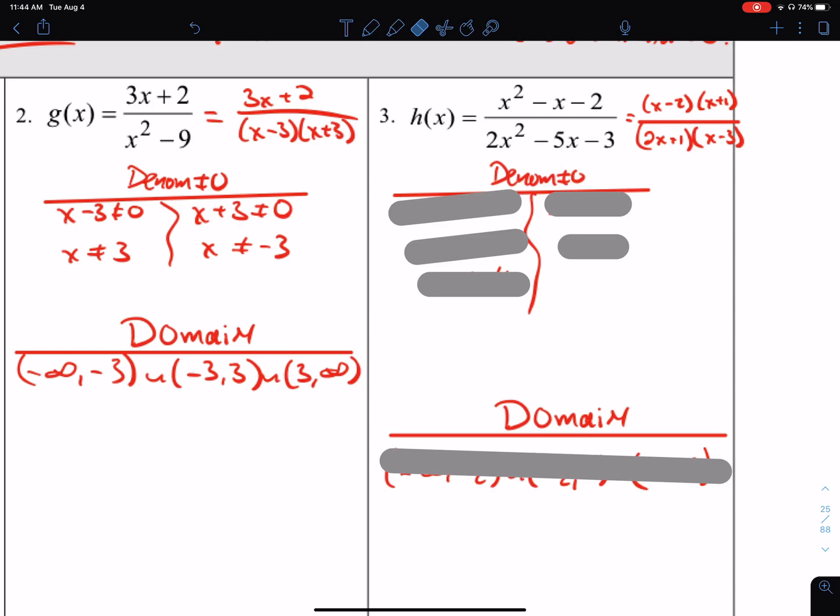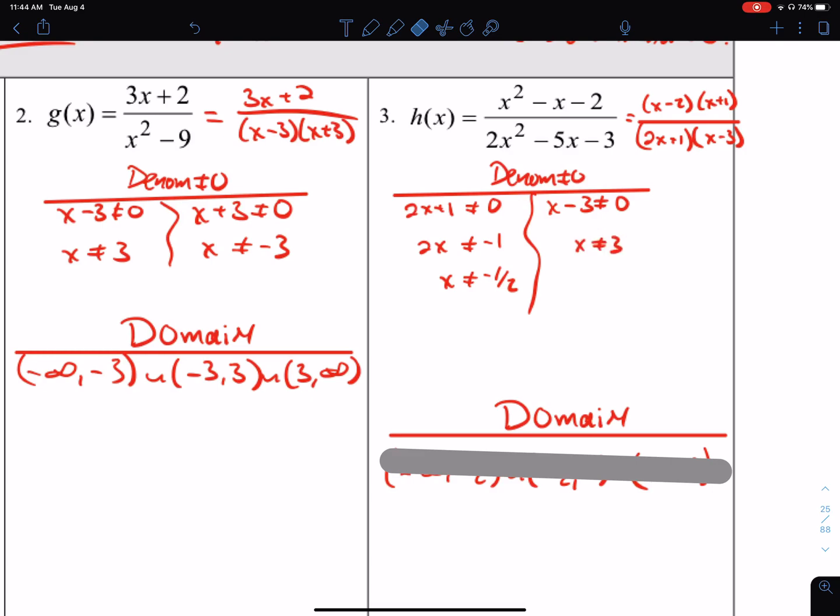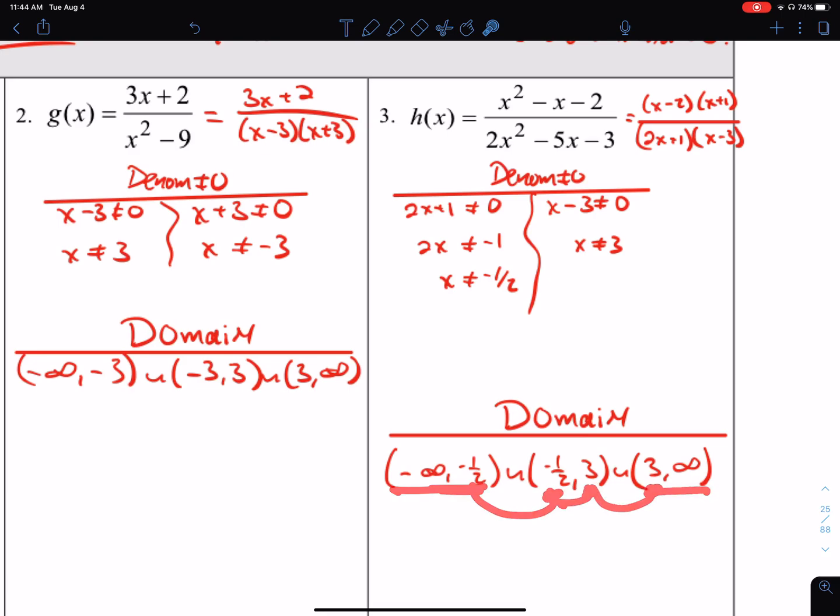We set the denominator, say it can't be equal to 0. So 2x plus 1 can't be 0 and x minus 3 can't be 0. If you solve the first equation, you're going to get x can't be negative 1/2, and the second one, x can't be 3. So the domain, assume it's all real numbers except for these exclusions. So it's going to go from negative infinity to negative 1/2, skip over negative 1/2, to 3, skip over 3, and go to infinity.